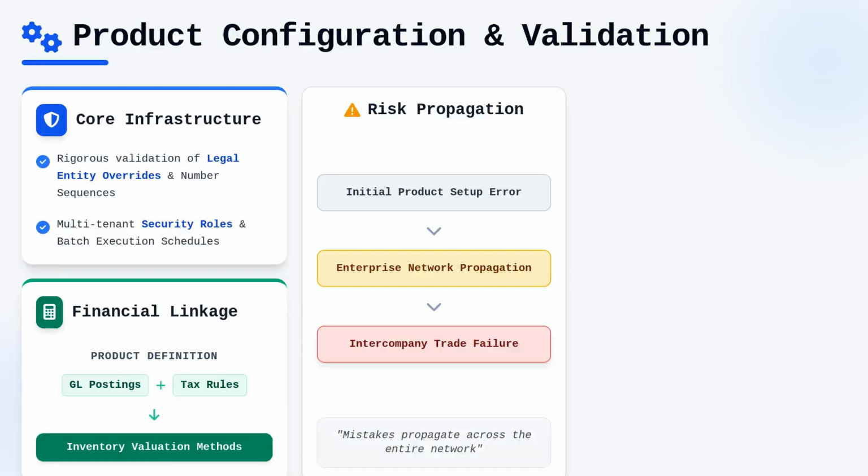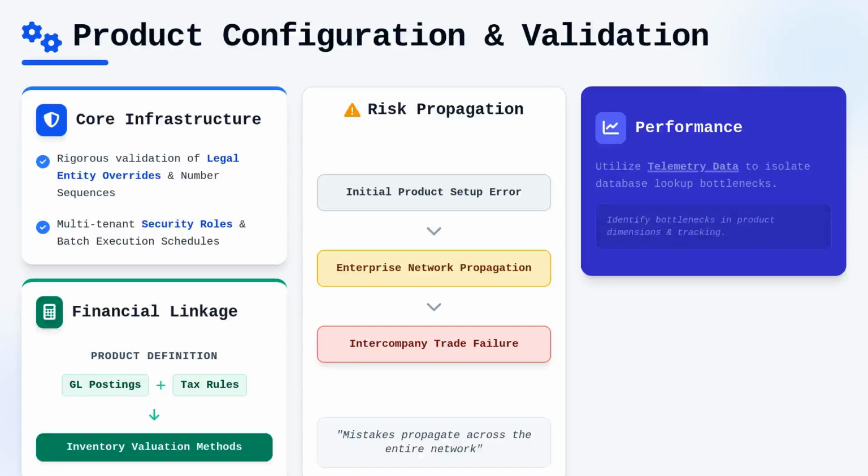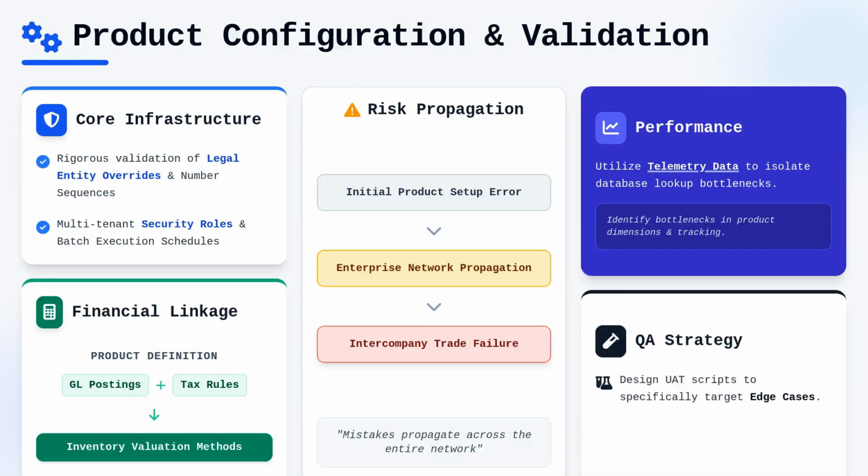As you progress, you must treat these setups as living entities that require performance monitoring. By utilizing telemetry data, you can identify if a particular product dimension or tracking configuration is causing bottlenecks in the database lookup operations. Experienced functional consultants always design their user acceptance testing scripts to cover these edge cases, ensuring that multi-site deployments and data entity migrations remain stable and scalable.